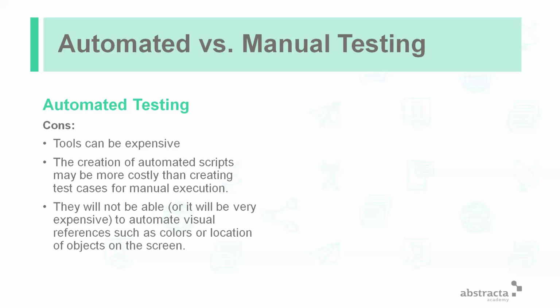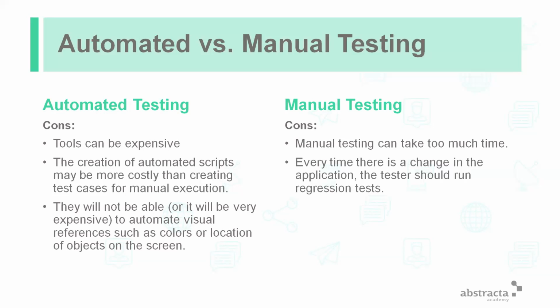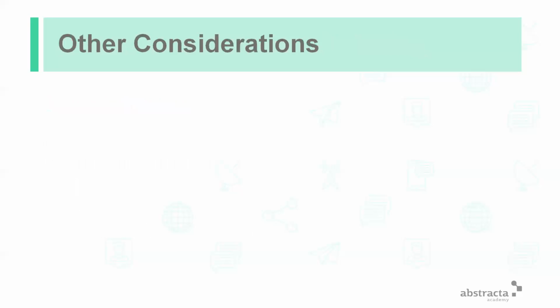Well, going to manual testing. Manual testing, of course, can take too much time to be performed. So that's why automation was born. And every time there is a change in the application, the tester should run regression tests. So that really takes too much time, right?